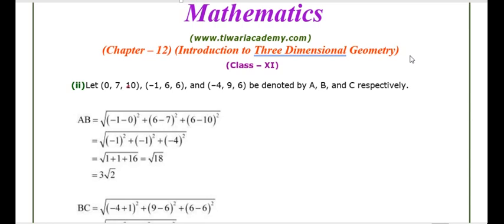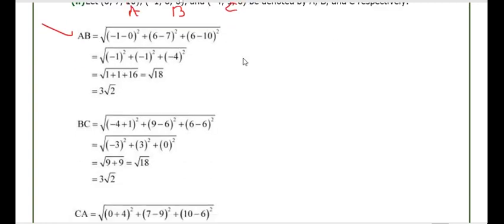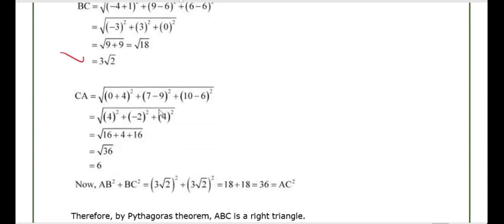Once again, let me give a name. This is say A, this is B, this is C. Now apply your distance formula. Alright, and I am interested in Pythagoras theorem. So AB equal to 3 root 2, BC equal to 3 root 2, and CA equal to, I am getting, 6. So you can see AB square plus BC square is equal to, I am getting, AC square. So it is the vertices of a right angle triangle.